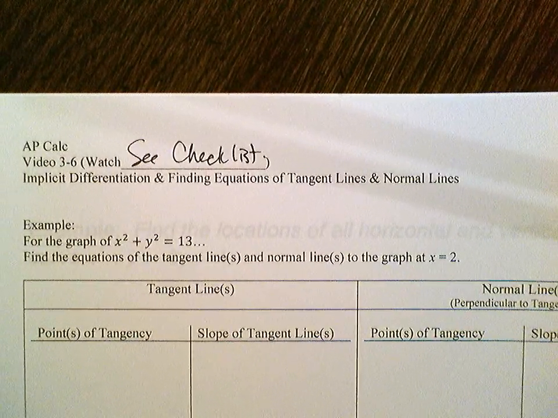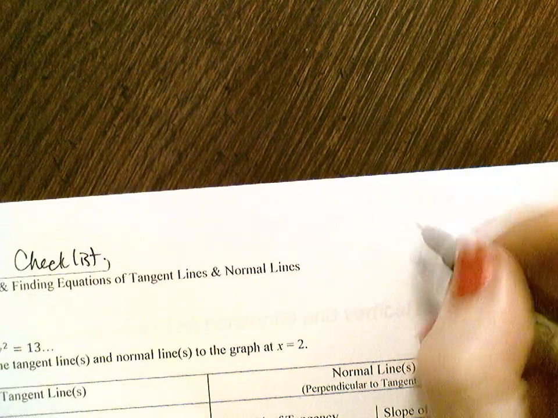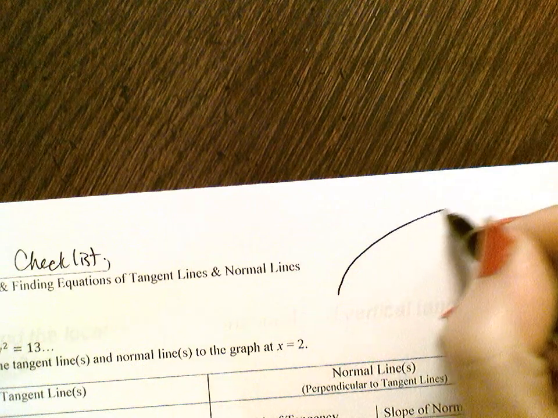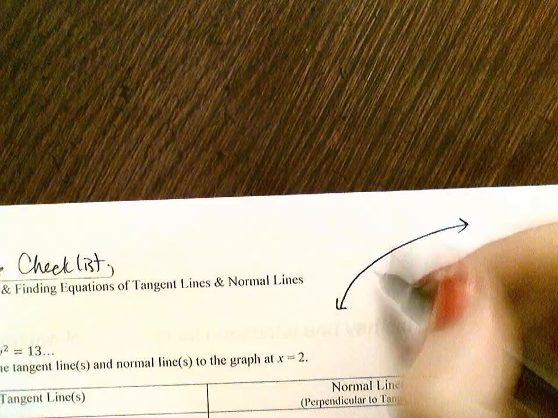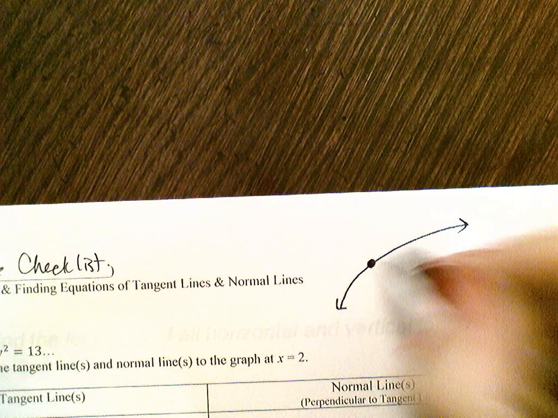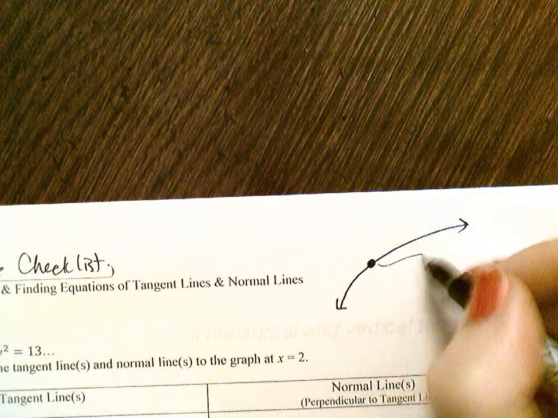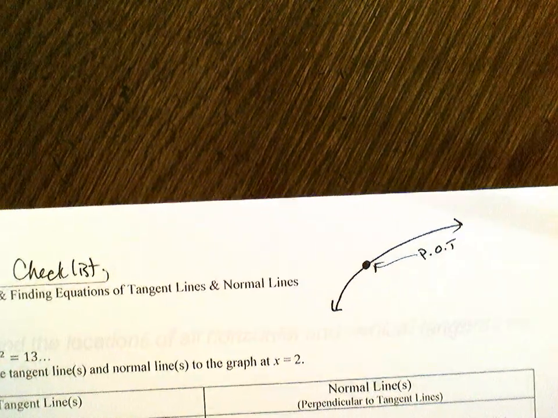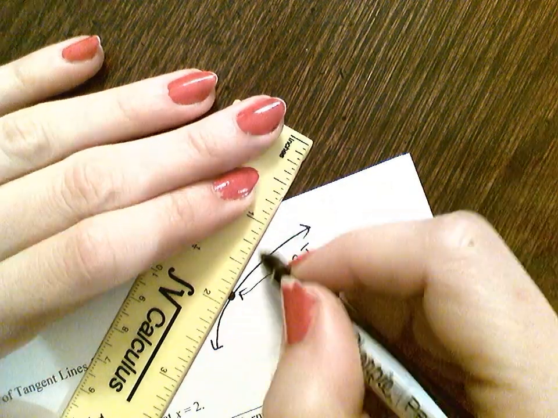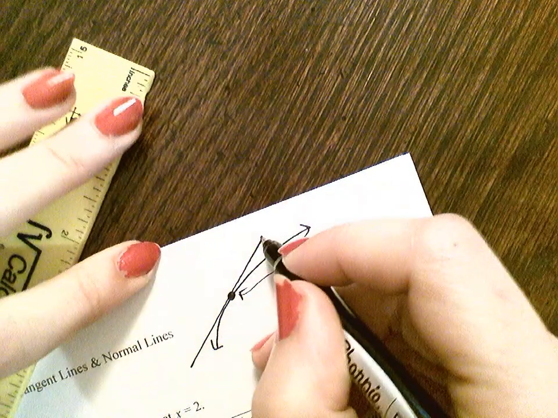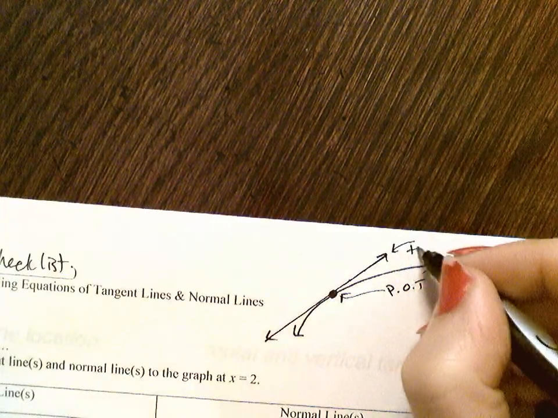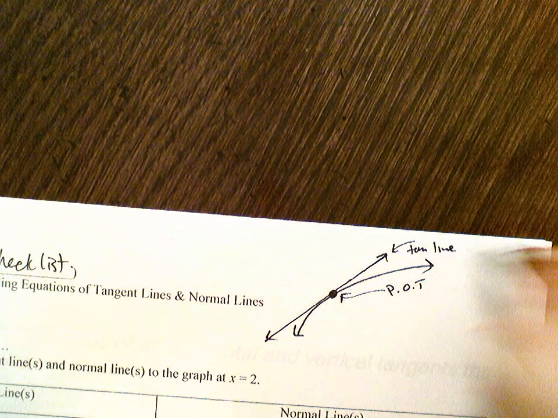So let's just draw a picture over here. Let's draw a curve like that. Okay, and let's put a point there. And let's say that this is the point of tangency. The tangent line would look like this. So something like this would be the tangent line, and its slope is called the derivative. So this would be the tangent line.